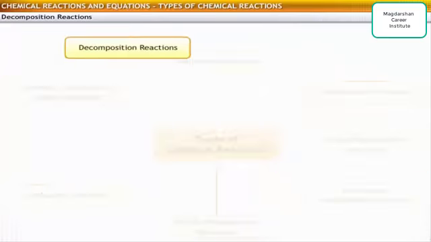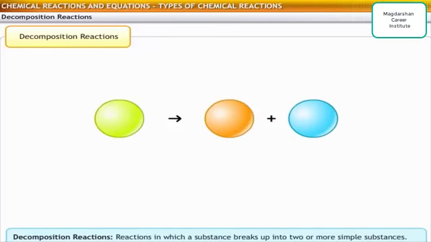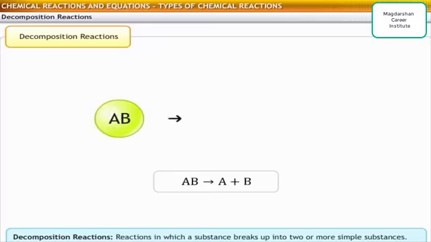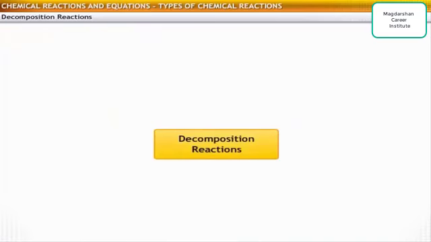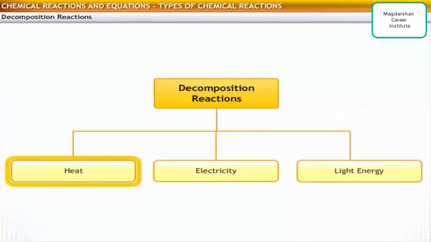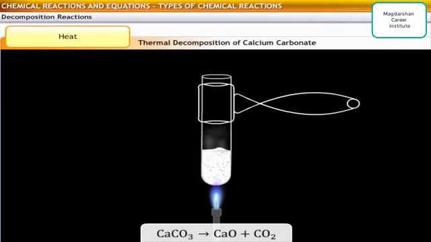Decomposition reactions are the opposite of combination reactions. Decomposition reactions are those in which a substance splits into two or more simpler substances. The general form of a decomposition reaction is AB decomposes to give A and B. Decomposition reactions use heat, electricity, or light energy. Decomposition through the action of heat on a substance is called thermal decomposition.